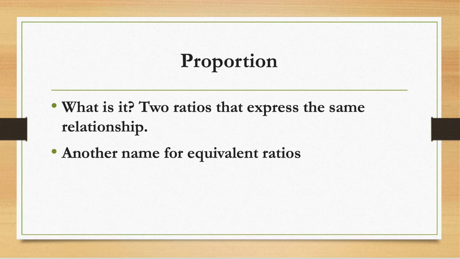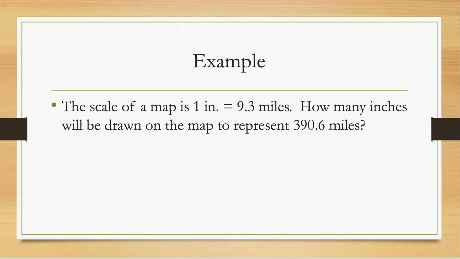A proportion is two ratios that express the same relationship. A proportion is another name for equivalent ratios. Remember that we talked about equivalent ratios in the last section. So let's begin with an example.